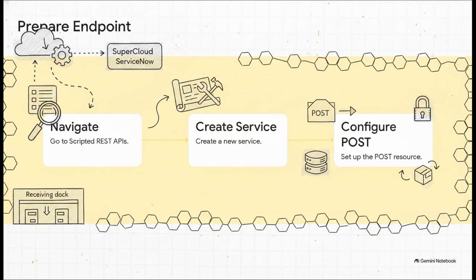To build this receiving dock in ServiceNow, there are just 3 precise steps you need to follow. First up, you navigate to the scripted REST APIs menu. Second, you create a brand new service. And third, you configure the specific HTTP post resource that's going to accept all that incoming data.